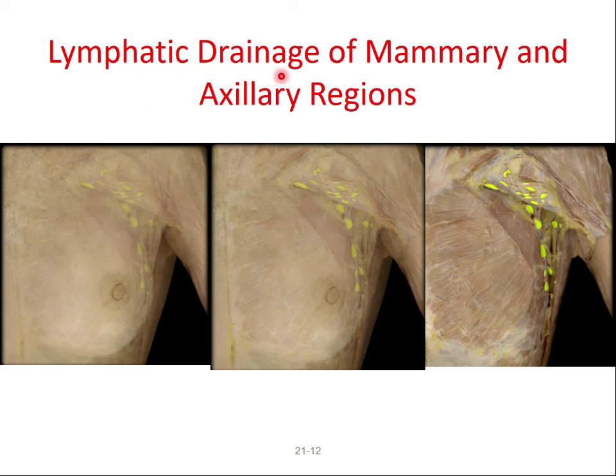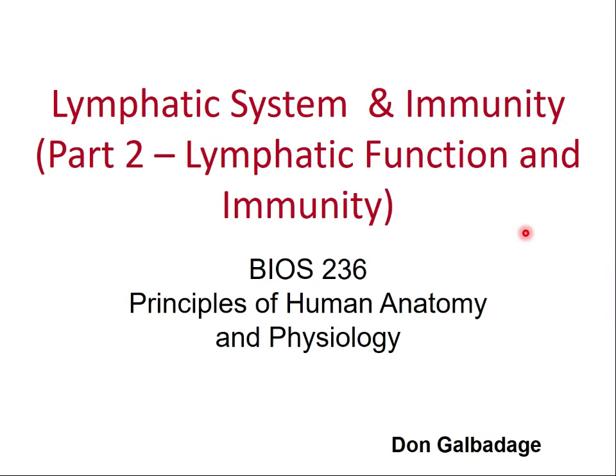So lymphatic drainage of the breast or the mammary region comes to this axilla region. In this axilla region, there are several lymph nodes, and these are the ones that will be sampled to see if there is any spread of the cancer. Meaning if there is any spread into the blood vessels, they will also be picked up by these lymph nodes. We will discuss the function of the lymph vessels and also their role in immunity in the next part of this lecture.